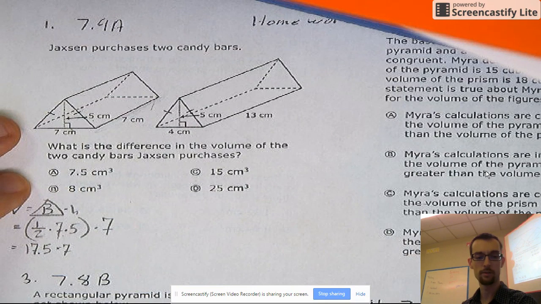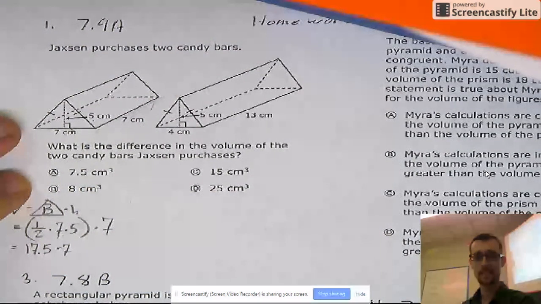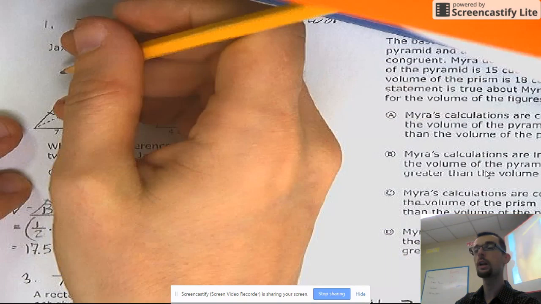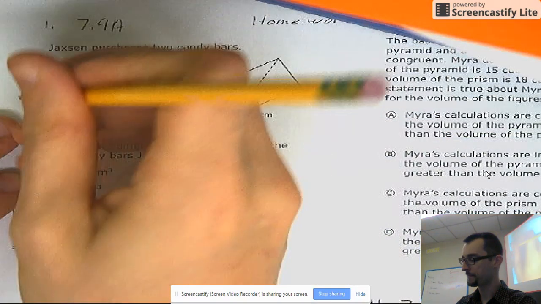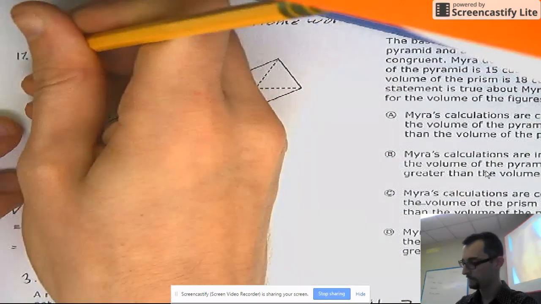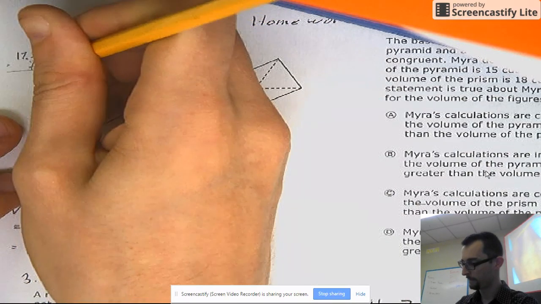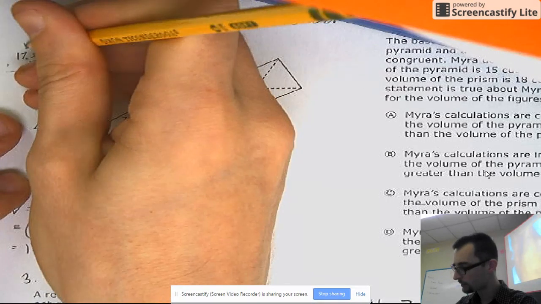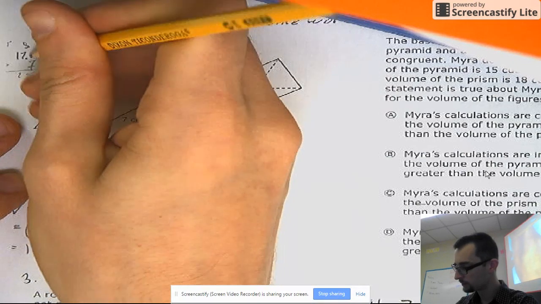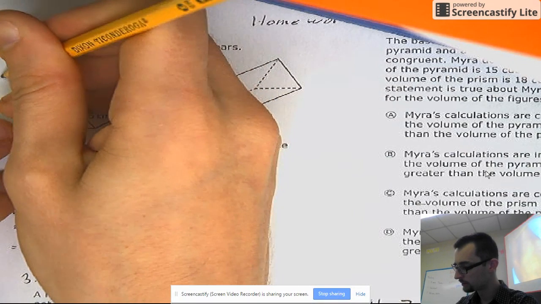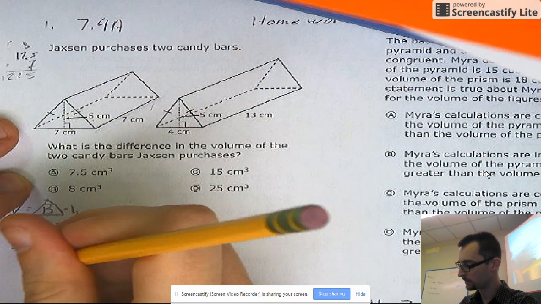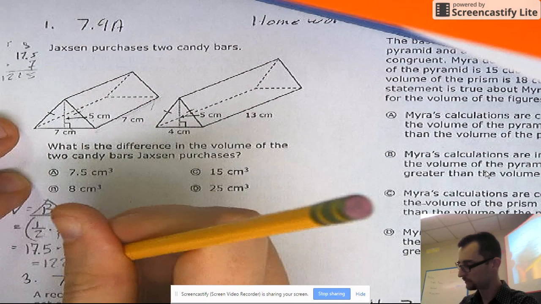What's 17.5 times 7? I don't know. Let's work it out. See if you get the same thing as I did.